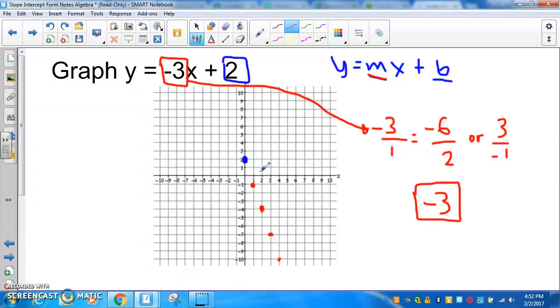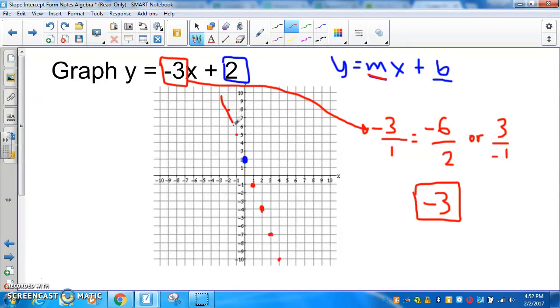You can even go backwards. Now backwards is not 1 over 3. Be careful, because if I start doing stuff like that, then I'm going to get something that does not look linear. Instead of down 3, right 1, go up 3, left 1. And all of these points should fall on a line.